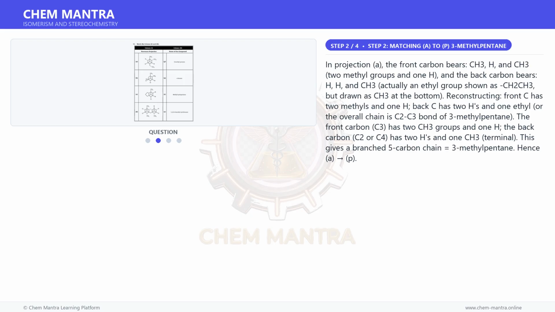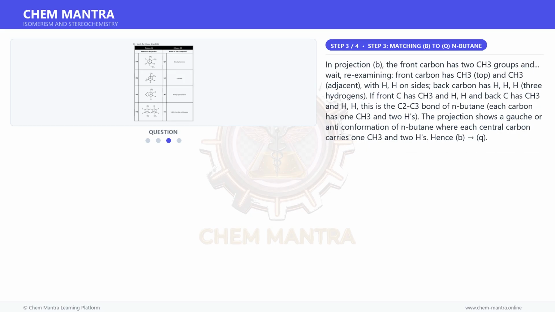The front carbon, C3, has two CH3 groups and one H, the back carbon, C2 or C4, has two H's and one CH3 terminal. This gives a branched 5-carbon chain, which is 3-methylpentane. Hence, A, P. Moving on to the next step.